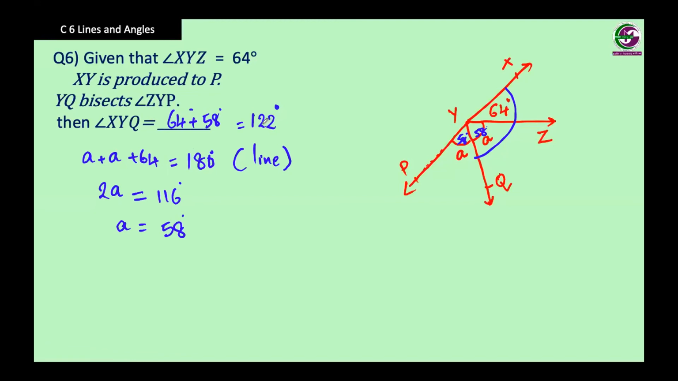Now we have one more question here. To find the reflex of QYP. Angle QYP is referred by angle A. So we have to find what is the reflex of angle A, or reflex of 58 degrees. So to find reflex, you know that we have to subtract from 360. So which is equal to 302 degrees.